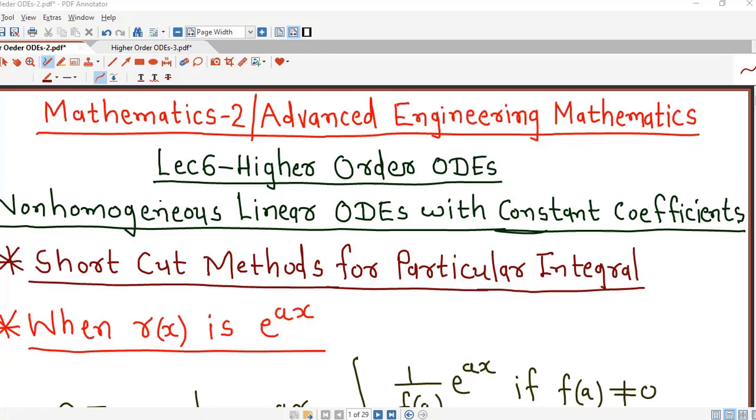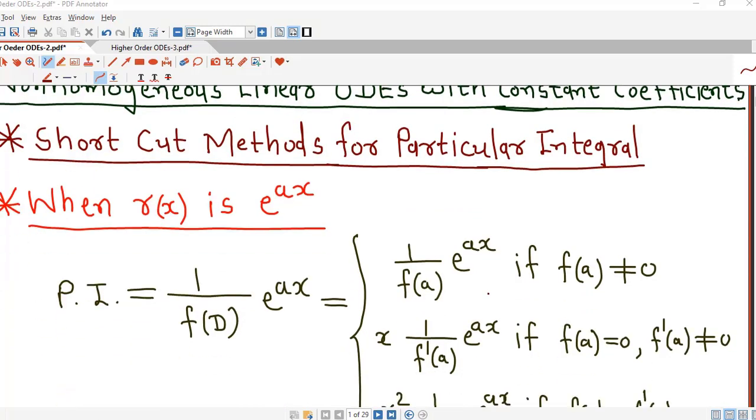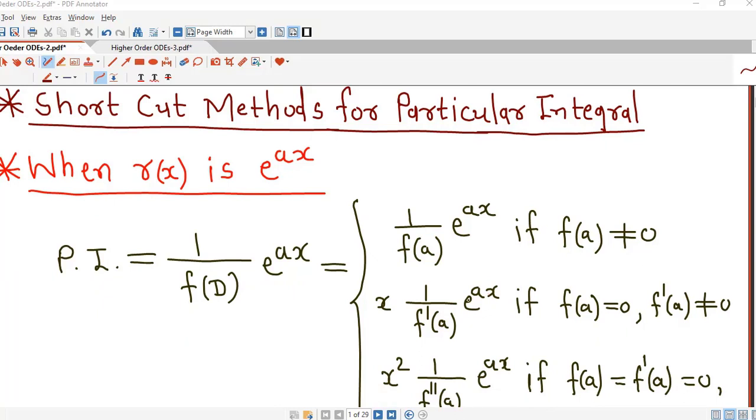Hello friends, I welcome you in lecture number 6 on higher order ordinary differential equations. From the previous lecture we have started shortcut methods for particular integral, and we had discussed how to find the particular integral if the right hand side function is an exponential function, say e raised to ax, where a is a constant.